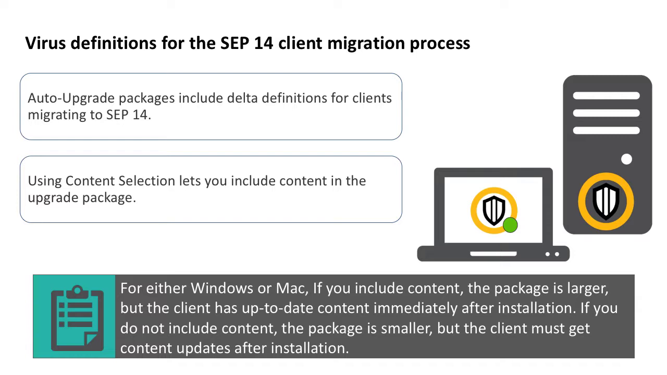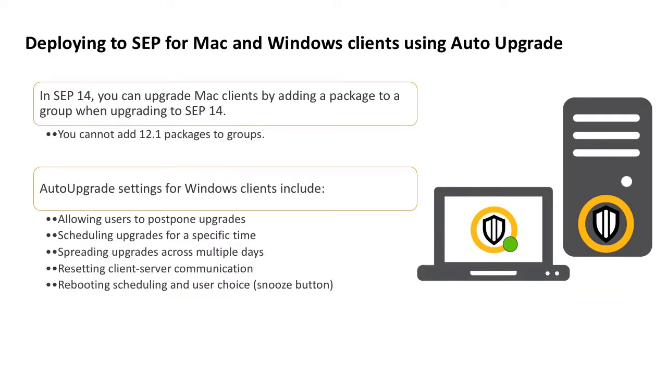If you include content, the package is larger, but the client has up-to-date content immediately after installation. If you do not include content, the package is smaller, but the client must get content updates after installation, which decreases network bandwidth. In SEP 14, you can upgrade SEP for Mac clients automatically using the SEPM.